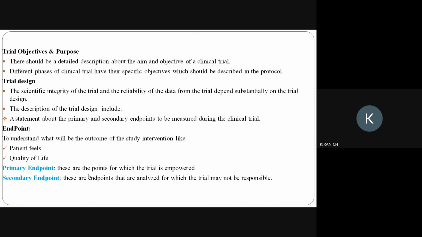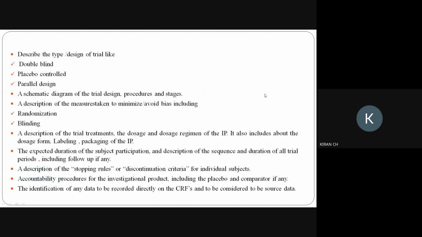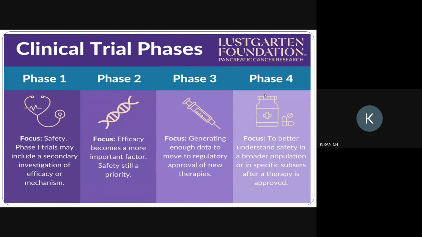Different phases of clinical trials have their specific objectives, which should be described in the protocol. For the different phases, I'll show. See, this is the one. Phase 1: whenever we are doing a phase 1 study, it mainly focuses on safety. To know the safety of the drug, phase 1 trials are done. Phase 2 mainly focuses on efficacy. And phase 3 mainly focuses on both efficacy and safety.